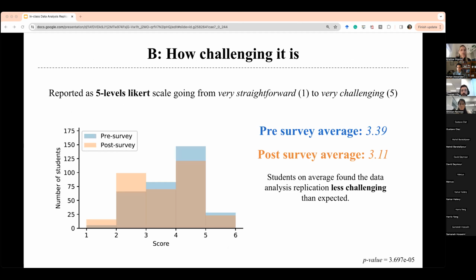Then the second question was about how challenging it is. And here, interestingly, even though it took longer, we found that students on average found the data analysis replication to be less challenging than expected, which might be counterintuitive. So here again, on the x-axis is the score on the Likert scale, and the orange, the post-survey, is shifted to the left.